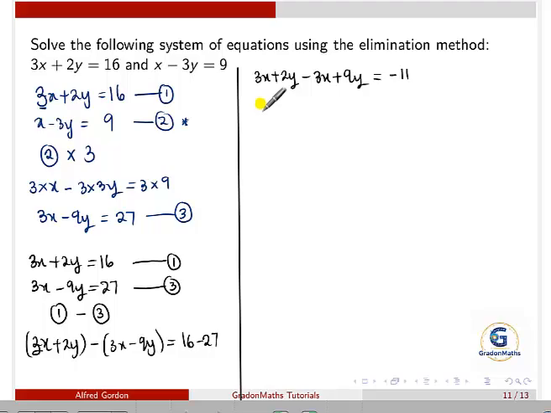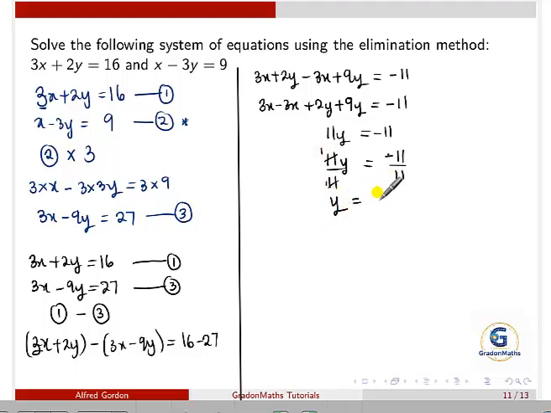Okay, so let's group like terms here. We have 3x minus 3x, then we have plus 2y plus 9y is equal to minus 11. So 3x and 3x go away to be 0, and this gives us 11y is equal to minus 11. Now we can divide each of the sides by 11. Minus 11 divided by 11, 11 divides itself, that's 1. We have y is equal to negative 1. So we have managed to get the value of y.